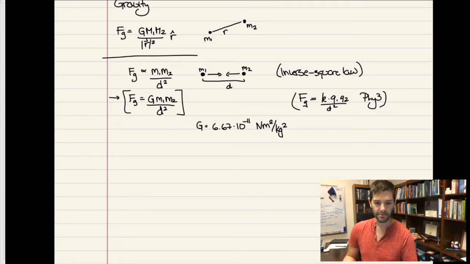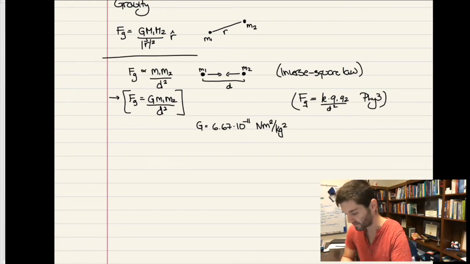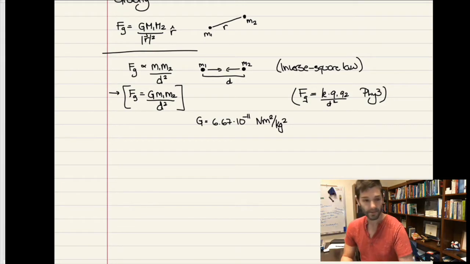Notice, if you take G and multiply it by two m's, that cancels out the kilogram squared in the denominator. Then if you divide it by a distance squared, that cancels out the meter squared in the numerator. You are left over with something that has units of newtons, a force, as must be the case. Units never lie.